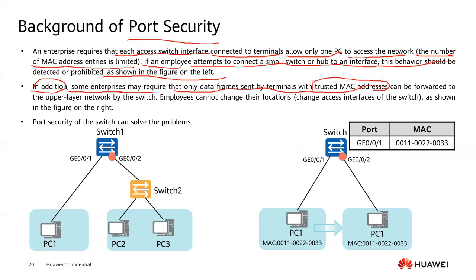It means that a specific MAC address can be forwarded by the switch network. Employees cannot change the locations. For example, PC1 is connected to this port, which you can think of as port 1. If it wanted to change its connected port from port 1 to port 2, that is also not allowed. It should also be prohibited.